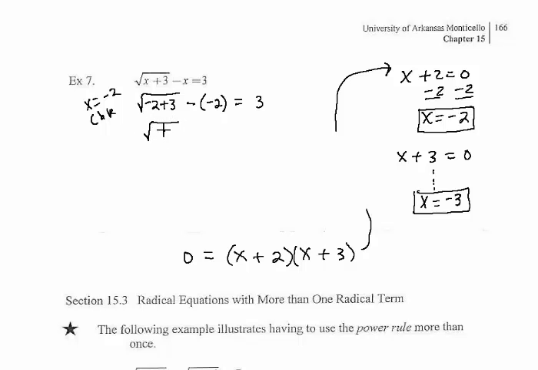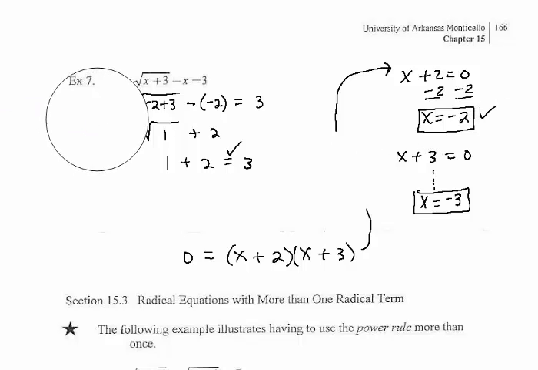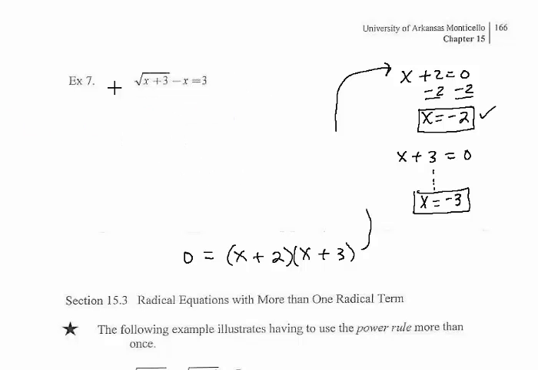In the radical we end up with a 1. On the outside of the radical we have -2, which is a plus. Square root of 1 is 1, and 1 plus 2 does equal 3. So x equal -2 checks out as a full solution. And so we check our other one.